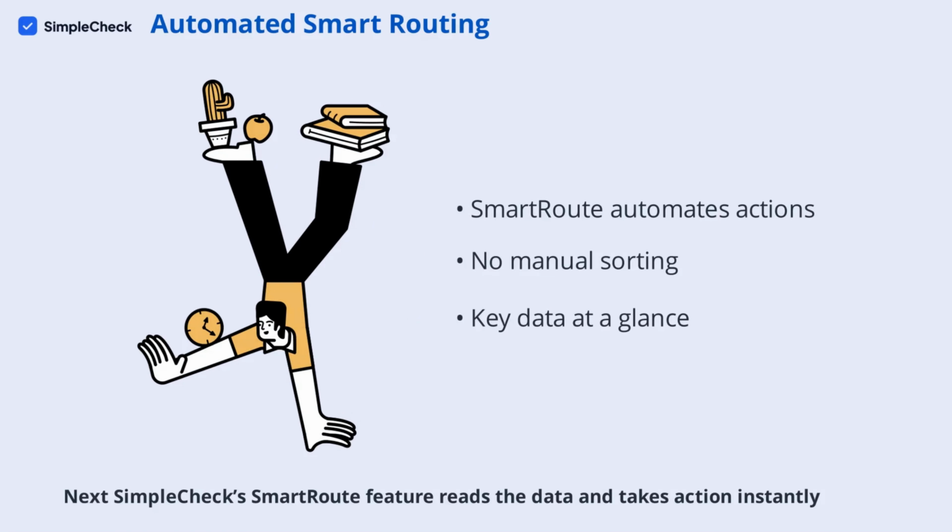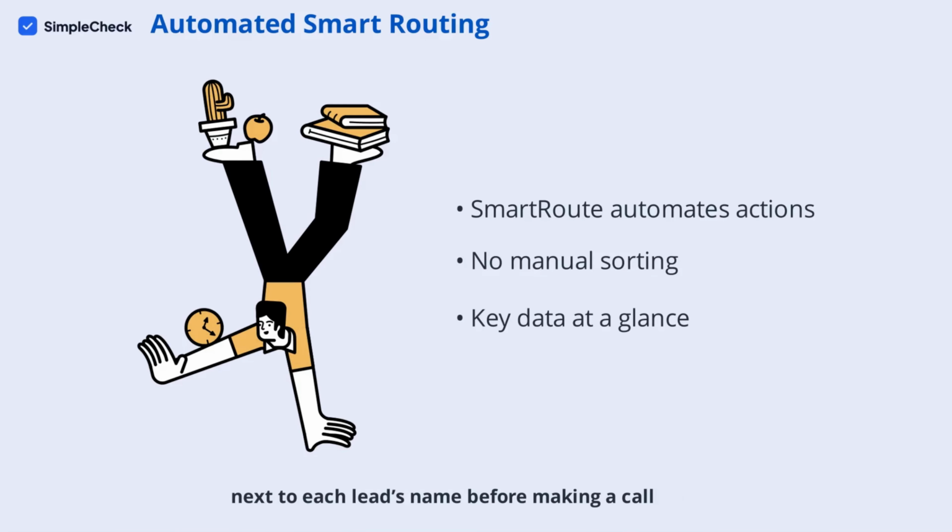Next, SimpleCheck's SmartRoute feature reads the data and takes action instantly. Qualified buyers are sent straight to your closer's calendar, borderline leads to setters, and everyone else to a downsell offer. No manual steps required. Your team sees all the key financial data right next to each lead's name before making a call, ensuring every conversation is worth their time.